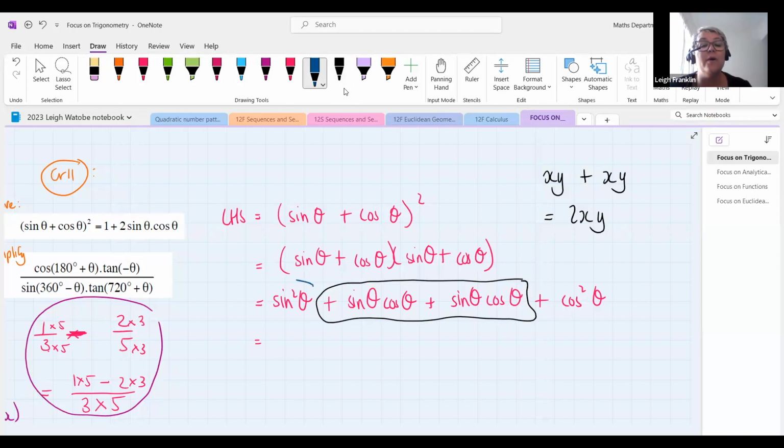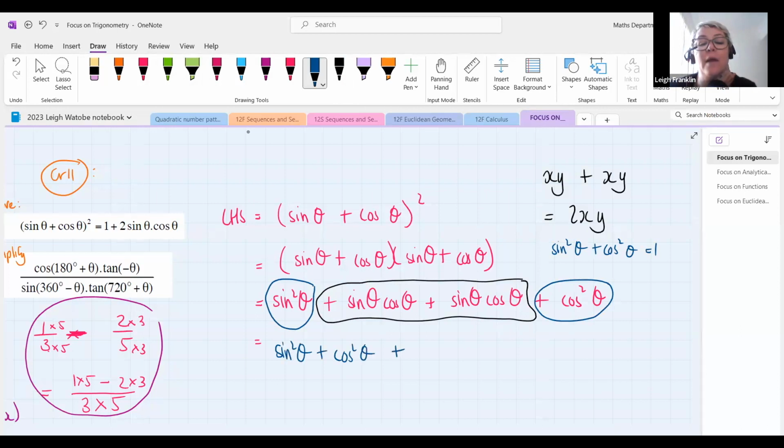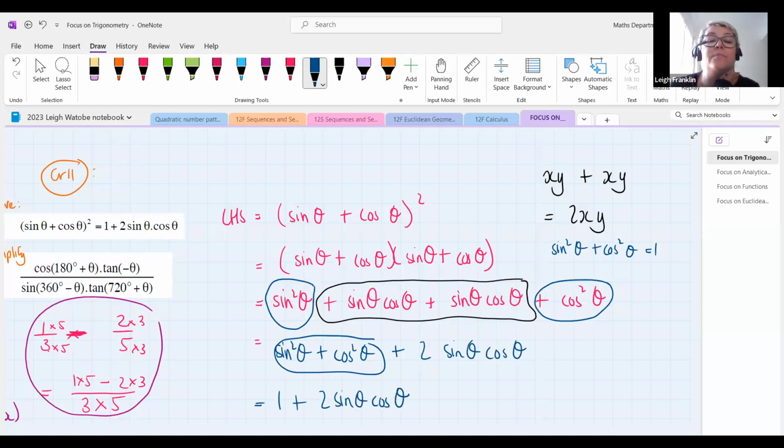Right. The other thing that's going on here is you've got your square identity. So sine squared theta plus cos squared theta is equal to 1. If we put sine squared theta and cos squared theta next to each other, and our 2 sine theta cos theta at the end, these add up to 1. And that's how we have 1 plus 2 sine theta cos theta. Okay, all right, there we go.